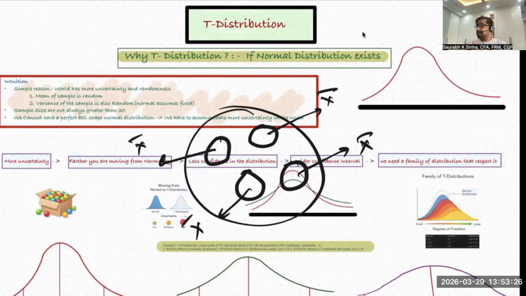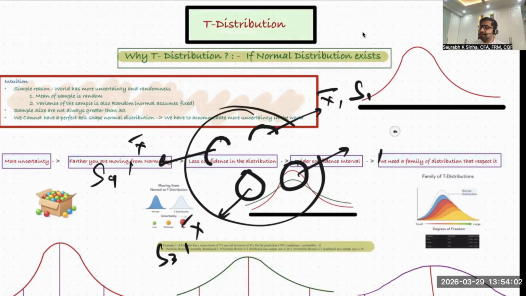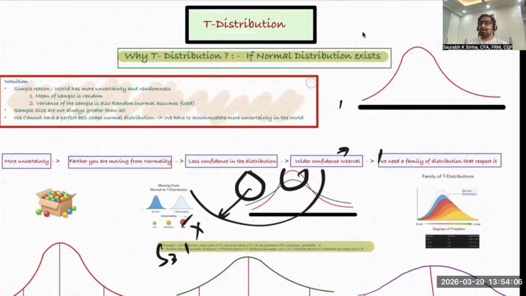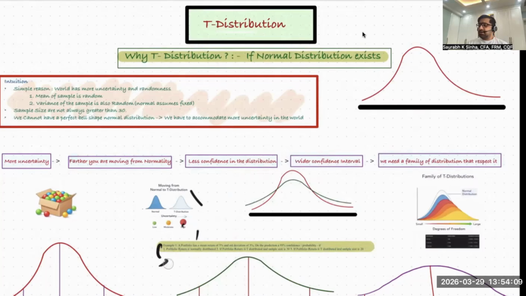But it doesn't respect another concept, and says that the variance of each sample is fixed and constant. It is not random. So S1, which is the variance of sample 1, S2, the variance of sample 2, S3, the variance of sample 3, and S4, and so on and so forth, all the variances, all the standard deviations are fixed and constant, which we all know is not correct. The variance is also uncertain, because if you take different samples and calculate their variance, it is not going to be identical, or even similar. It would be different. Sometimes it would be 1, sometimes 2, sometimes 3, and so on and so forth, right?